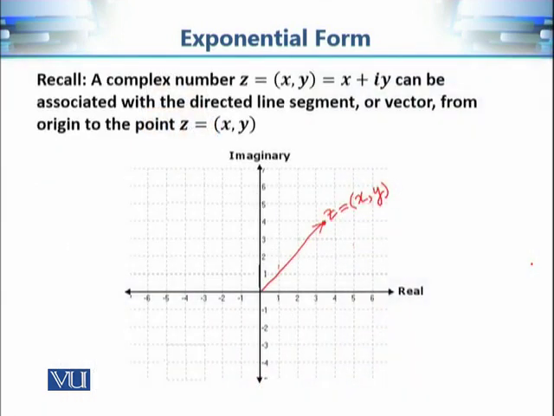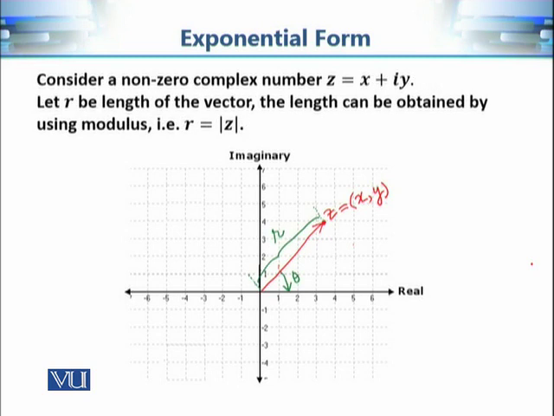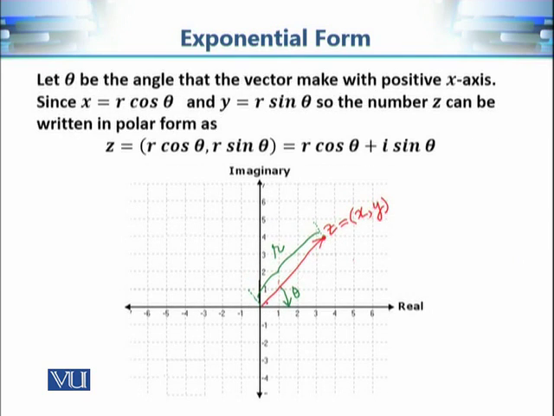Now, we know that a complex number can be associated with a directed line segment or vector. We know that a vector can be completely specified by its direction and magnitude. So, we can say that we can specify a complex number by this magnitude and direction. The length of this vector can be calculated by using the modulus, and the direction can be calculated by using an angle that this vector makes with positive x-axis.